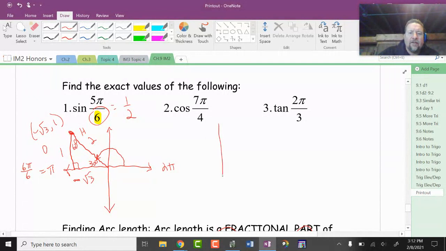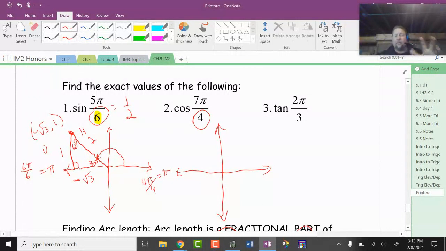So remember what I said. Compare to pi or 2 pi. Well, pi is 4 pi over 4. Why did I choose that? Look at my denominator. So I want to make a comparison. Where does this fall compared to 7 pi over 4? Well, 2 pi is equal to 8 pi over 4.